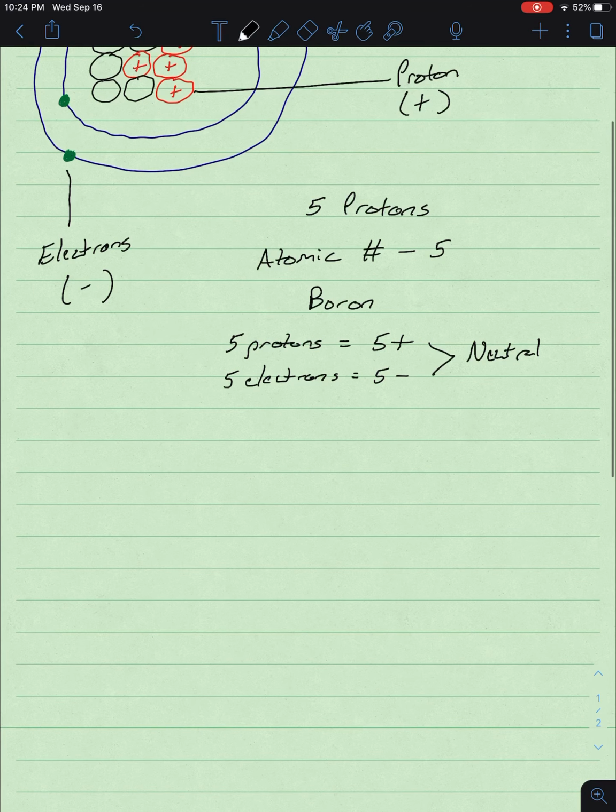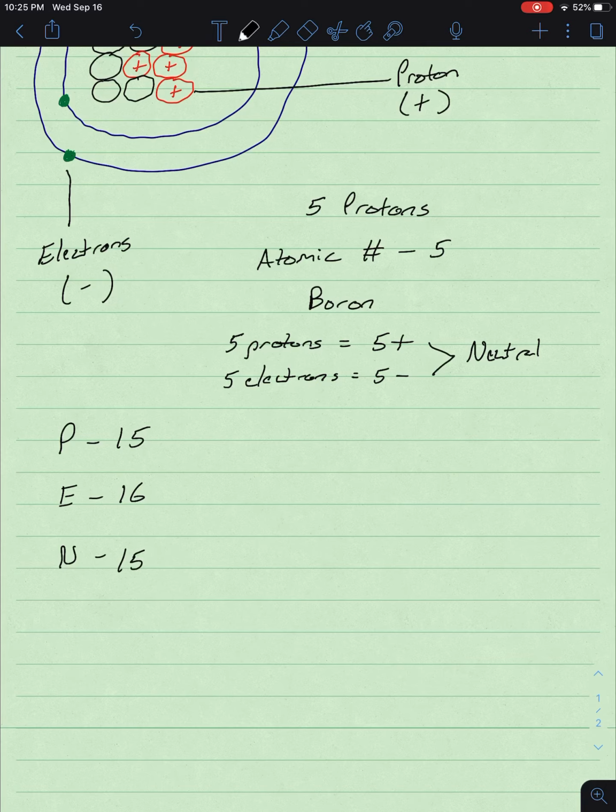Let's do a little more practice with that. I'm not going to draw any more atoms, but I will give you the numbers. These should get real familiar: protons, electrons, neutrons. My first example is I have 15 protons, 16 electrons, and 15 neutrons.